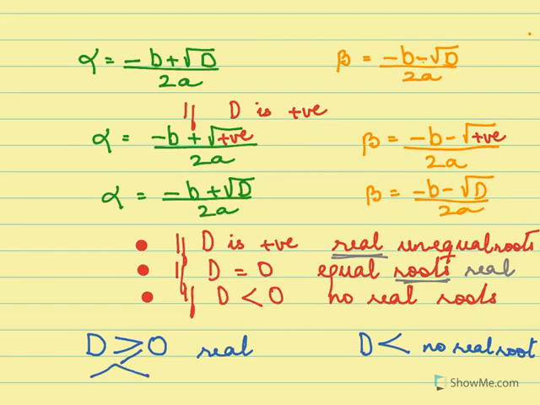Out of these two real root cases, we have two conditions. If D is 0, equal roots, and if D is greater than 0, unequal roots.